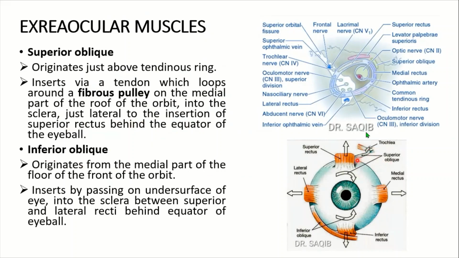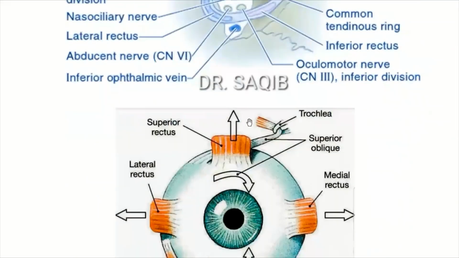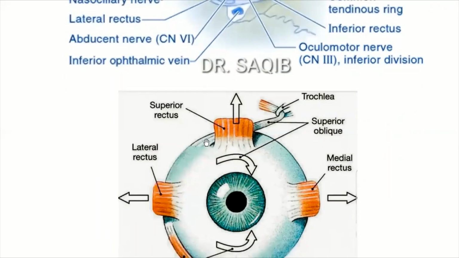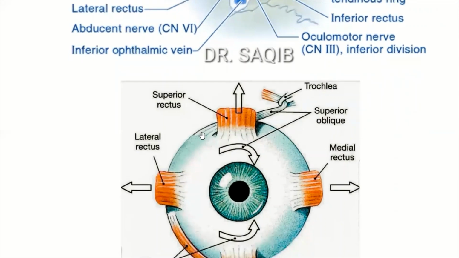So let me enlarge the picture again, zooming in. You see, this is the tendon of the superior oblique, and this is the pulley, the fibrous pulley of the trochlea. And from here, it goes back under the superior rectus and is inserted here. This is behind the equator of the eyeball, between the superior rectus and the lateral rectus. Yes, this is the insertion.